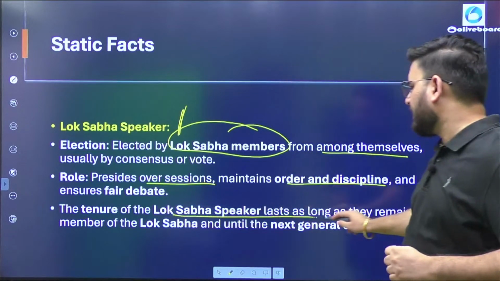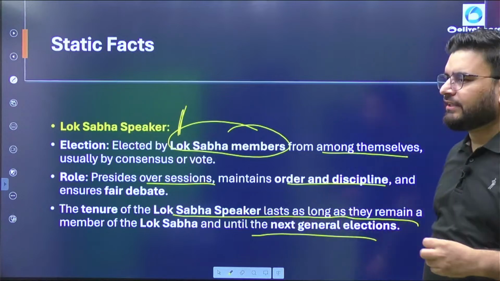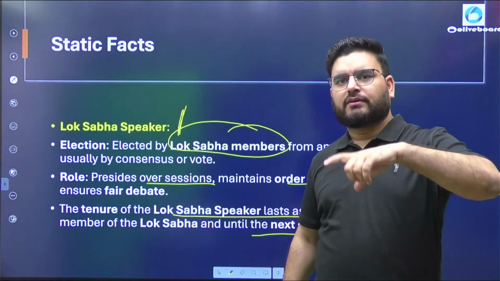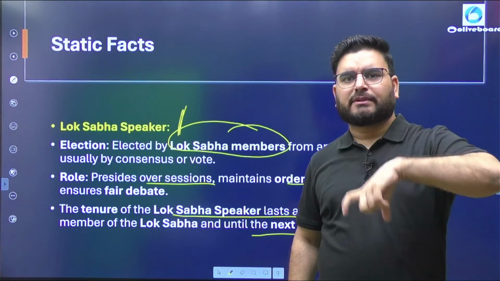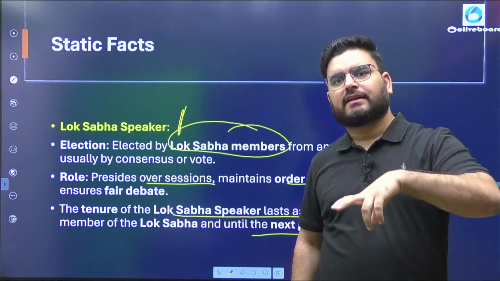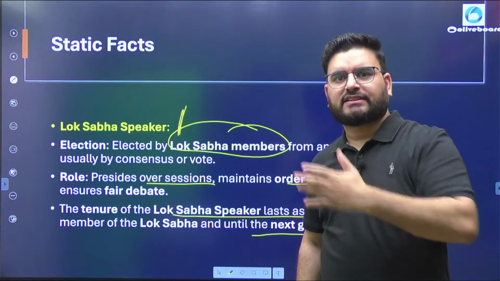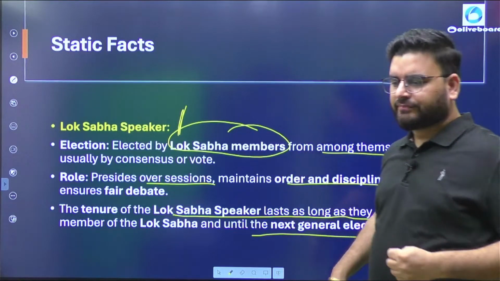The tenure of the Lok Sabha speaker lasts as long as they remain a member of Lok Sabha, till the next general election, right? So whenever a party is in majority and they have elected some person, that person will remain as the speaker till the very next general election. Right?